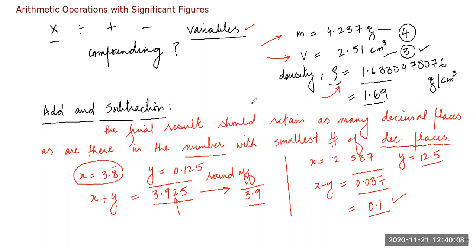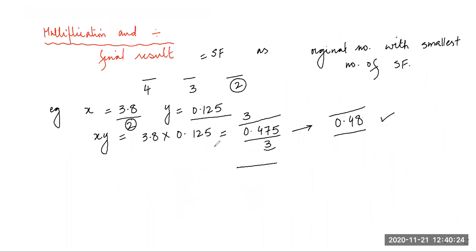1.69. Students, I would wish that you please see the previous video. The link is given, to understand how to round off the digits. Okay, so let's go further. We have done this also. Now we can do a simple sum.